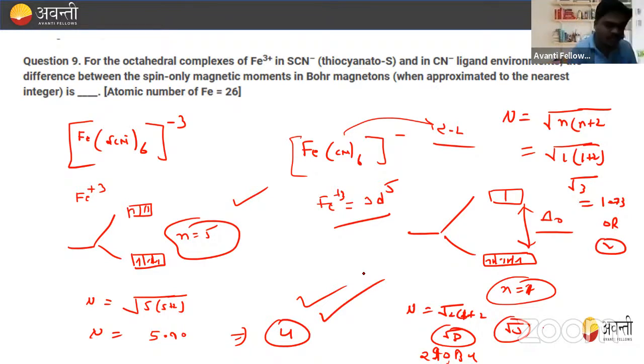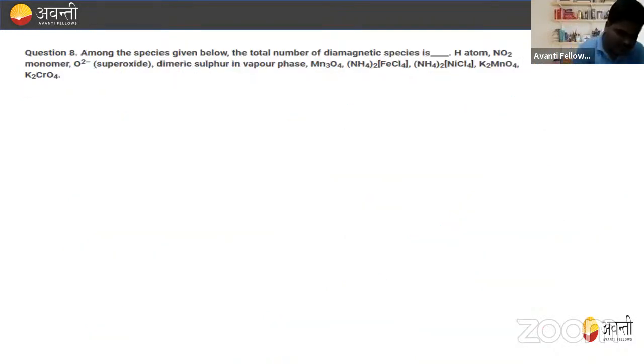Right? So this is a very simple question, and this is again based upon crystal field theory itself. Now, the next question. Among the species given below, the total number of diamagnetic species: H atom, NO2 monomer, O2 superoxide, dimeric sulfur in vapor phase, Mn3O4. So you have to identify this one. Which one is paramagnetic? NO2 is paramagnetic.